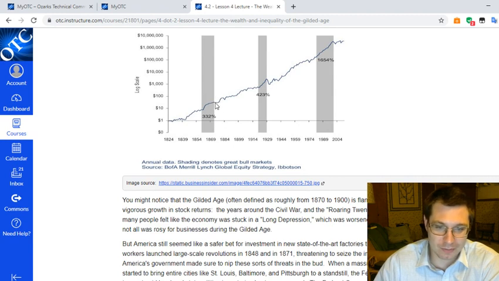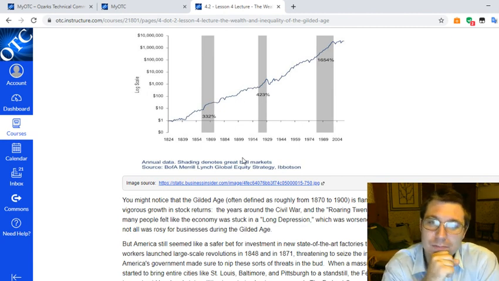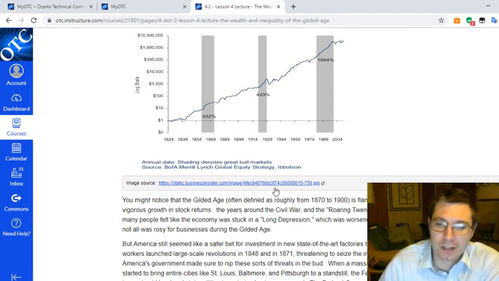You got the years around the Civil War here, and then the Roaring Twenties, the 1920s. In fact, during the so-called Gilded Age here in between, many people felt like the economy was stuck in a long depression, which is what they called it at the time, and which was worsened by sharp banking panics in 1873 and 1893. So not all was rosy for businesses during the Gilded Age.